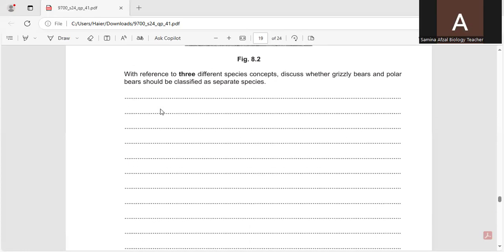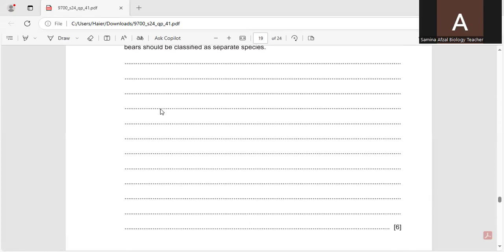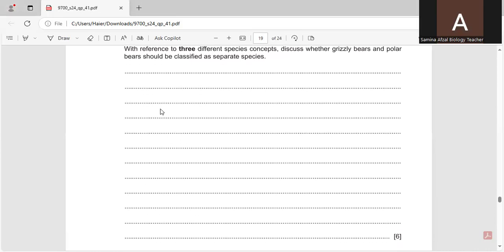So the question is, with reference to three different species concepts, discuss whether grizzly bears and polar bears should be classified as separate species. So we can explain this with the help of three concepts.